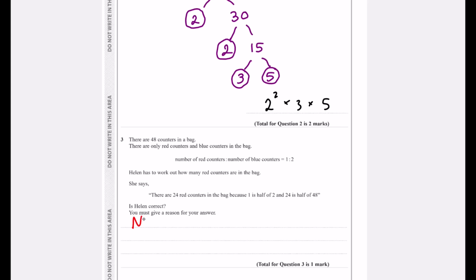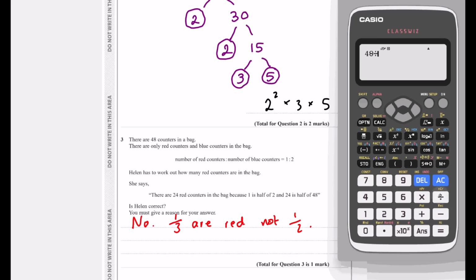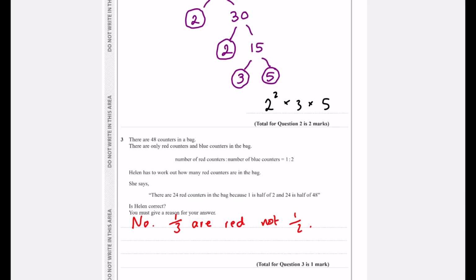So is Helen correct? No, she's not. And the reason is, there are 3 parts, 1 red. So 1/3 are red, not 1/2. And you can even work out what it is. So 48 divided by 3 is 16. There are 16 red counters, not 24.